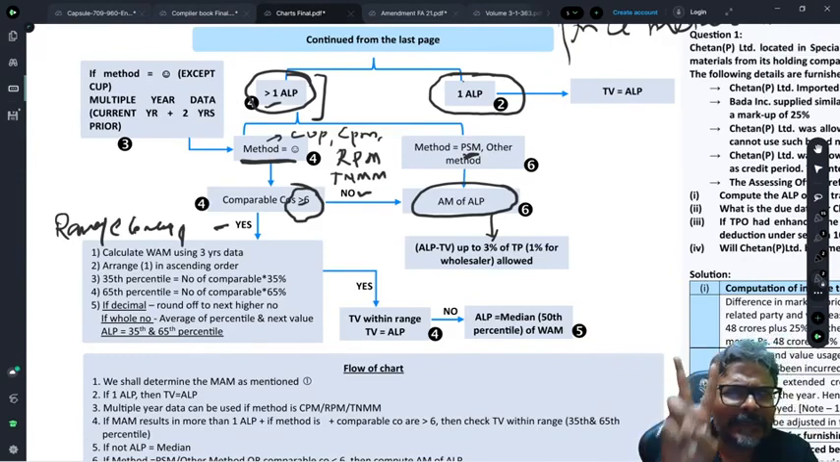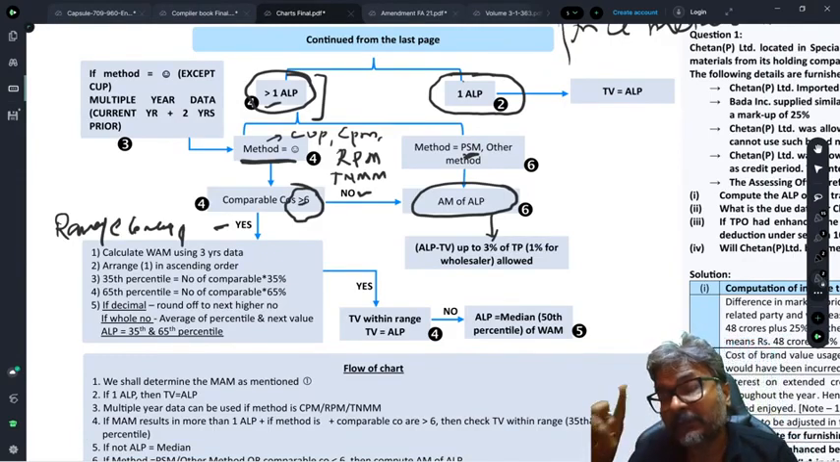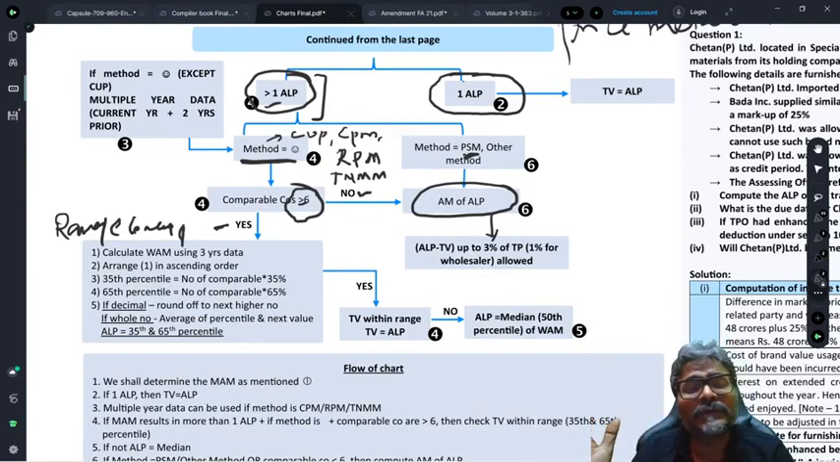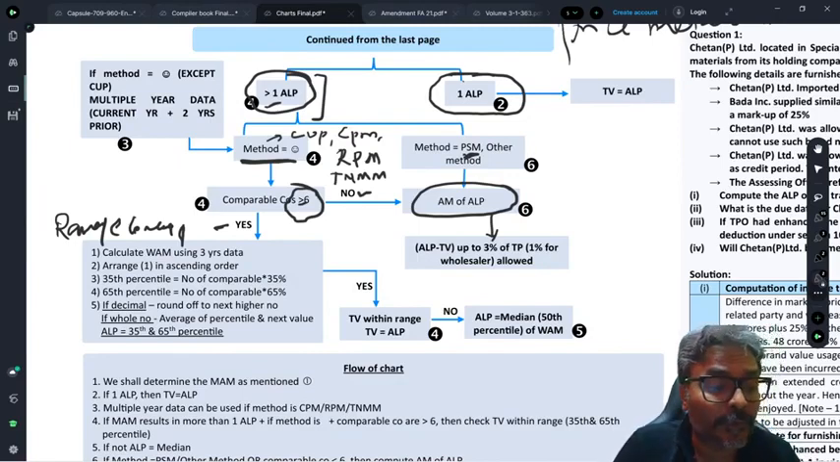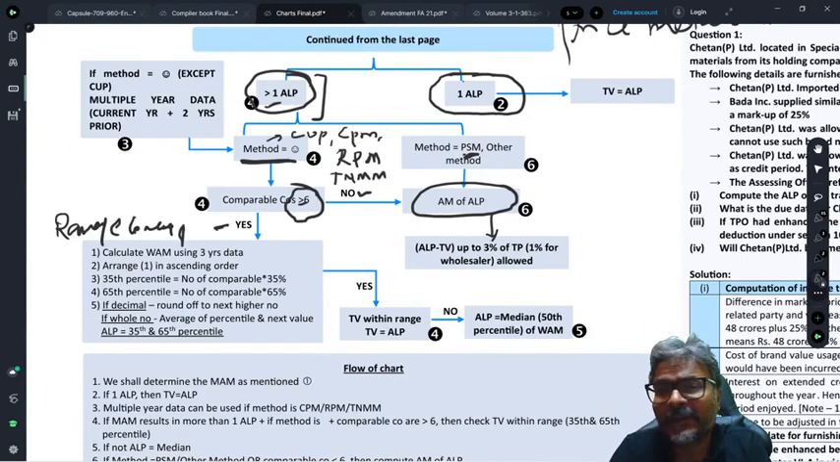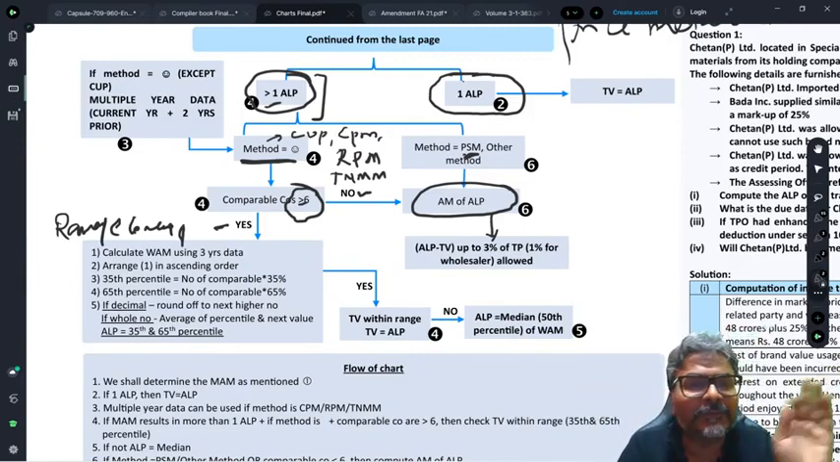If the difference between the arithmetic mean of the ALP and the transfer price does not exceed 3% of the transfer price, or 1% of the transfer price in the case of the wholesaler, then in that particular case, students, we will accept your transfer price because the deviation is not much. But if the deviation is going beyond 3%, then the arithmetic mean will be the final answer.